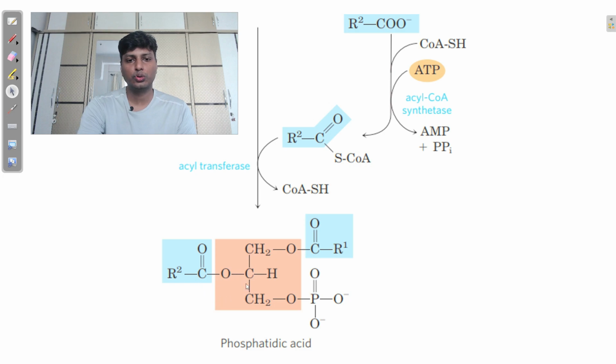Now as you can see in this picture, there are two fatty acids attached to the glycerol 3 phosphate, and this structure which is formed is known as a phosphatidic acid, because there are two fatty acid chains and on the third carbon there is only a single phosphate. Such a resultant product is called a glycerophospholipid, or you can also call it a phosphatidic acid.